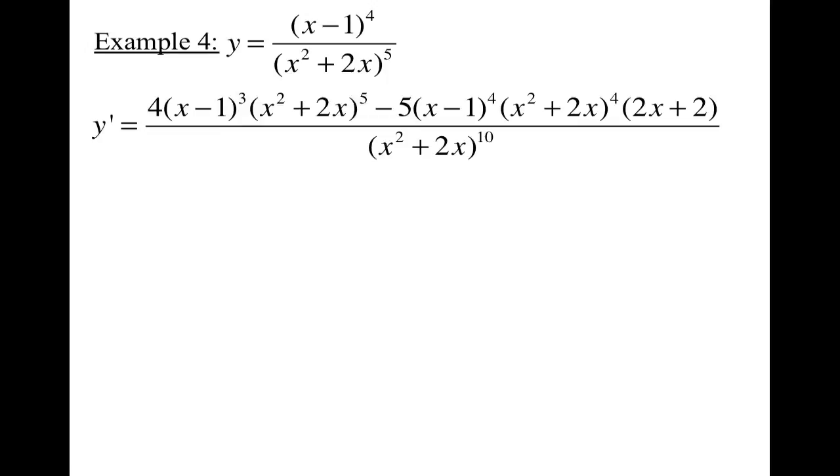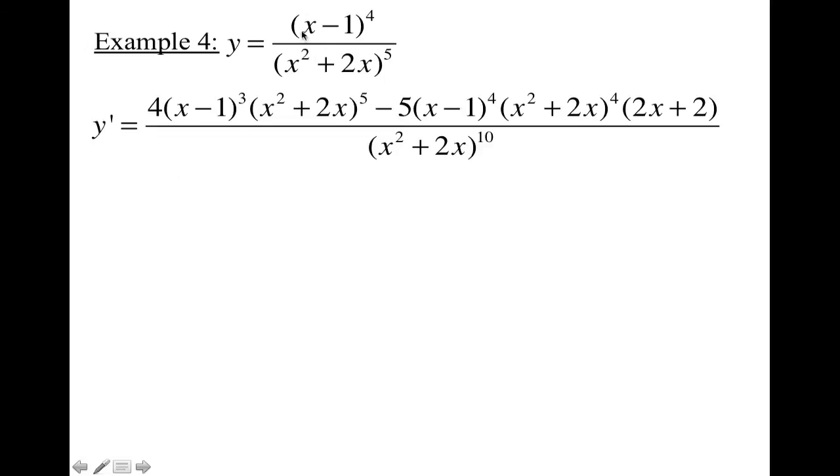So notice here I have two functions dividing, so I will have to apply the quotient rule first. When I find the derivative of the top, I will have to use the chain rule. When I find the derivative of the bottom, I will also have to use the chain rule. So after doing all of that, you should get the following. And let me explain this whole thing.